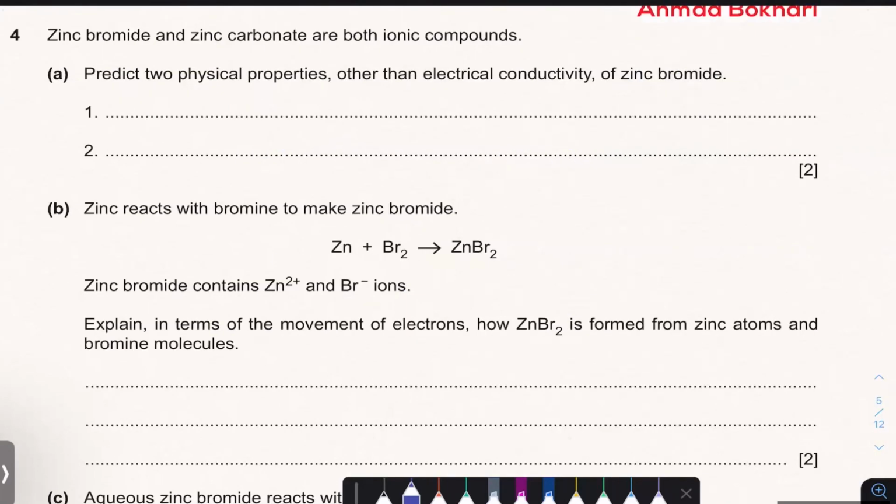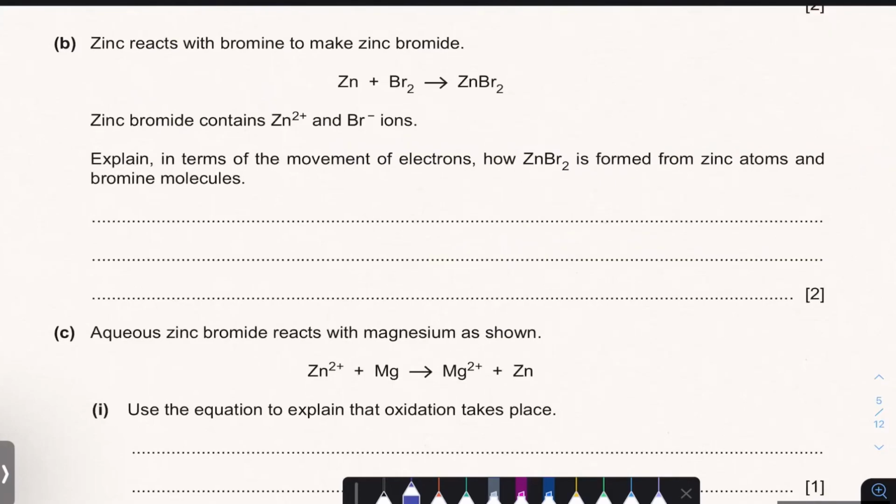Okay, 4A is pretty easy. I'll share the solution with you. Let's see over here. Explain in terms of movement of electrons how zinc bromide is formed from zinc atoms. ठीक है. Zinc bromide बन रहा है. Let's look at the charges first. 0, 0, plus 2, minus 1. So let's talk about it. From the left side, you have to pick the particle, and from the right side, you have to compare it. So we'll say Zn loses 2 electrons. Yeah, each Zn atom loses 2 electrons to make zinc ion.